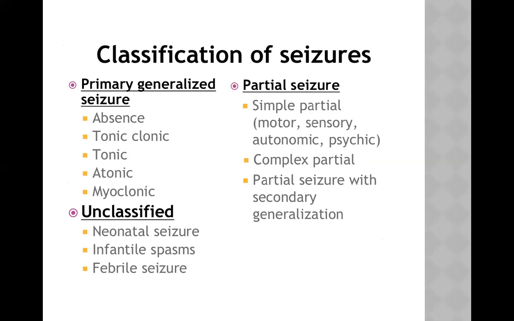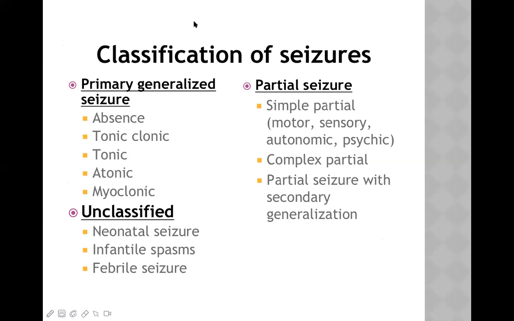Now let's classify the seizures. Just pay attention. The seizures are classified into different headings. They are generalized seizure, partial seizure, and unclassified seizure. So generalized, partial, and unclassified. Now, regarding the primary generalized seizure, these are the types: absence seizure, tonic-clonic seizure, tonic seizure, atonic seizure, and myoclonic seizure.